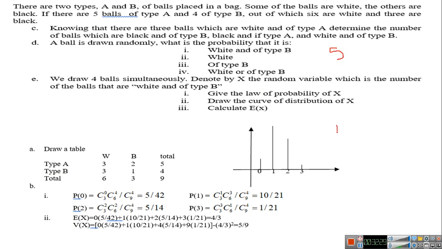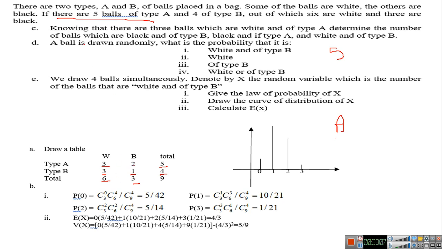I have type A and type B, white and black. If there are 5 of type A, so type A total is 5, and 4 of type B, out of which 6 are white. I have 6 white, 3 are black. Knowing that there are 3 balls which are white and of type A, because this is 6, so here is 3. Because here is 4, this is 1. Because here is 3, so here is 2. I have the whole table.